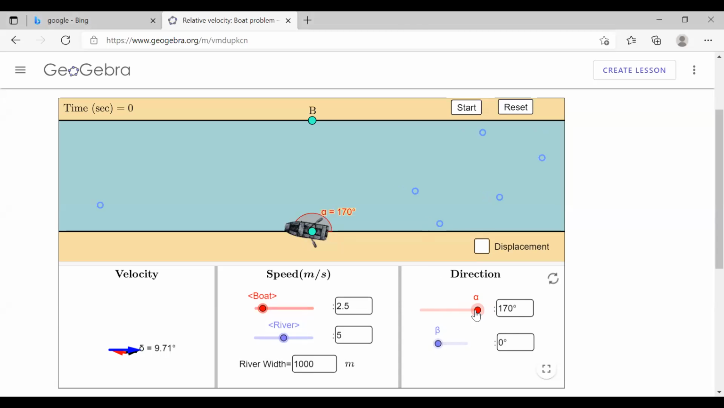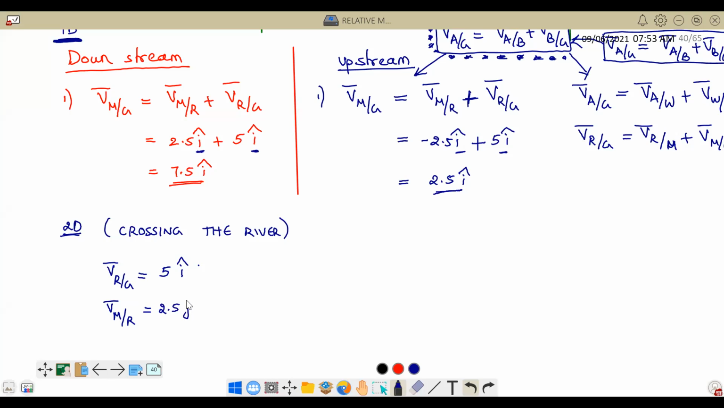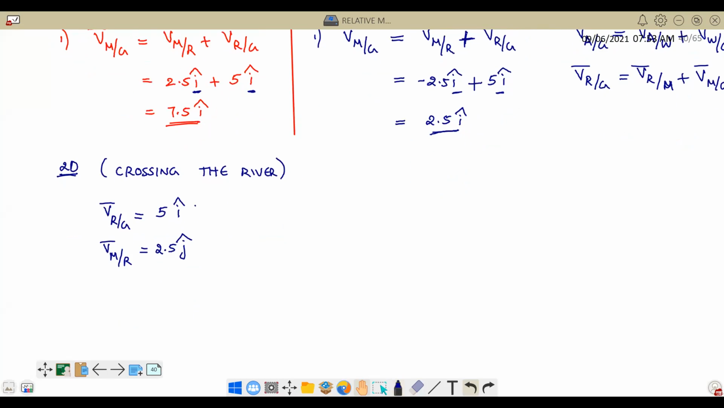Correct? Suppose, let us say, here it is flowing. Now the man wants to move in this direction at an angle of 90 degrees. What is the direction in which he is moving? Is it I cap or J cap? J cap. So now they will ask us to find the velocity of man with respect to ground.